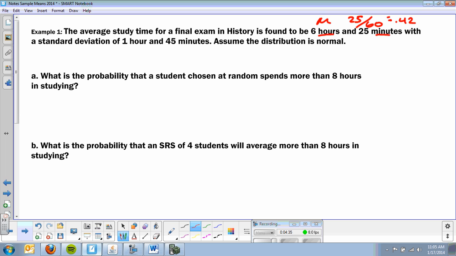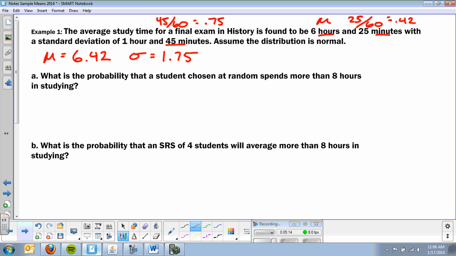So the mean study time is 6 hours and 25 minutes, which is about 0.42 of an hour. And the standard deviation is 1 hour and 45 minutes. So we're going to take 45 divided by 60 and convert the standard deviation into hours. And 45 divided by 60 is 0.75. So a standard deviation of 1.75. All right, so we just had to do a little bit of work there to convert them into the same units.